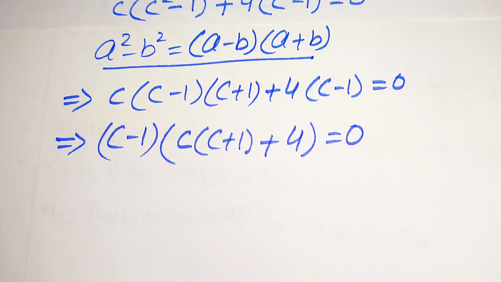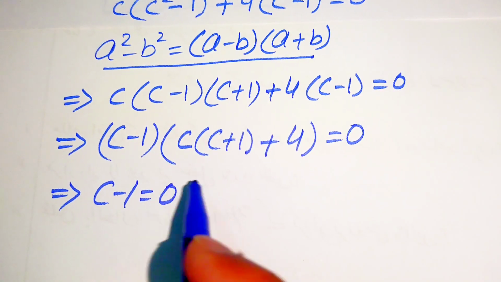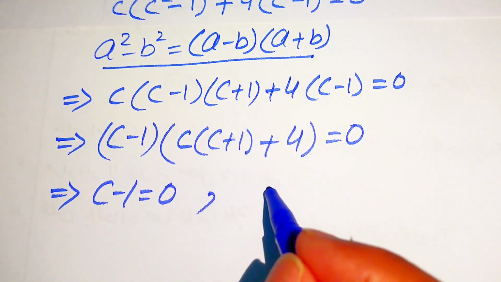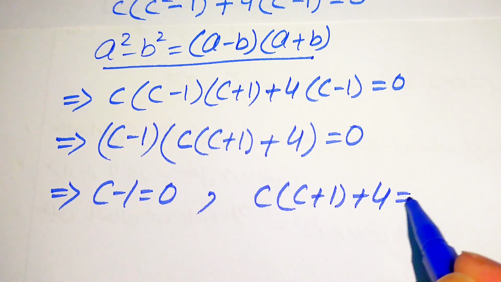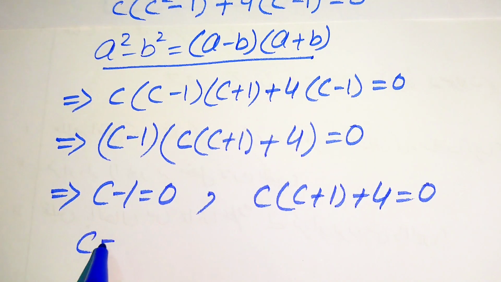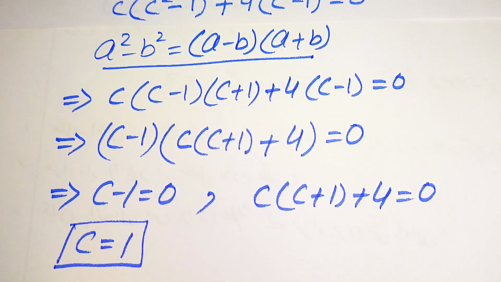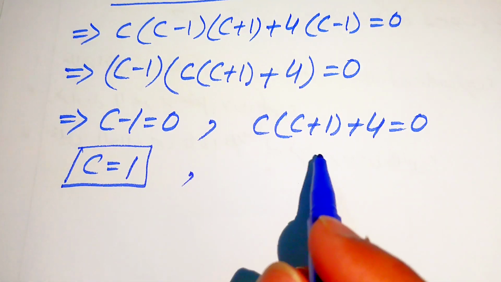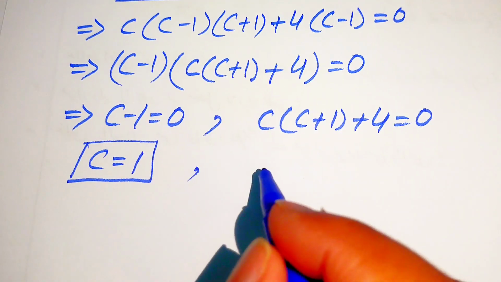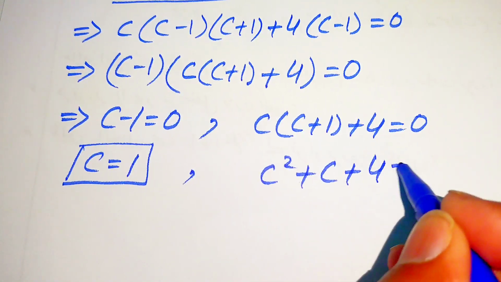And now we divide this equation into two cases, so that the first case is we write c minus 1 equals 0, and the second case is we write c into c plus 1 plus 4 equals 0. So we get the first value of c is equal to 1, and now in order to find the other values, we need to multiply this c on both of these terms. It will be written as c square plus c plus 4 equals 0.